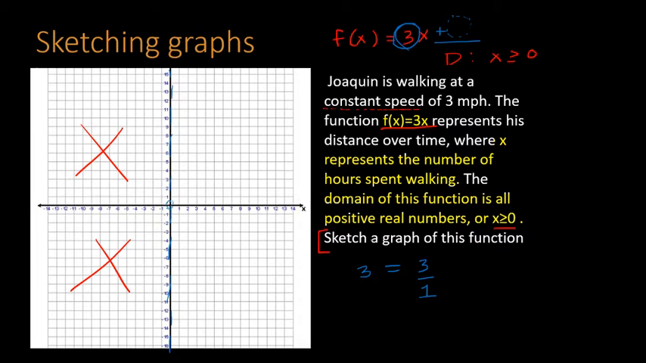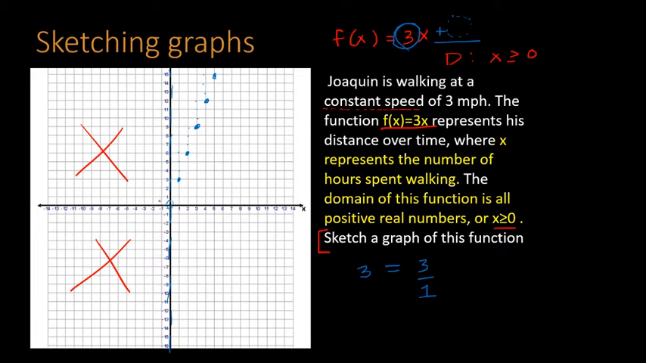So from that point, I'll generate other points that are on the graph of this function using my rate of change. I'm going to go up 3, over 1, plot a point, up 3, over 1, plot a point, up 3, over 1, plot a point. Let's do one more. When you're sketching graphs, I think it's good to have a minimum of 4 points before you draw your line.